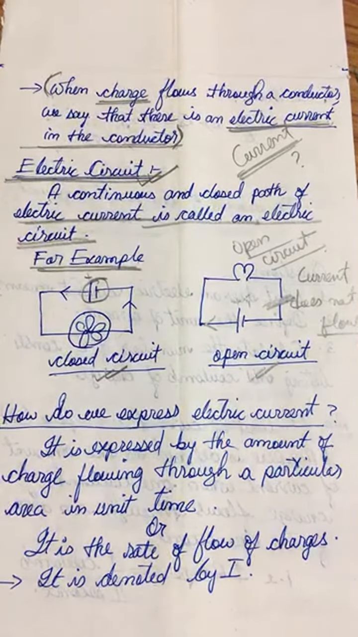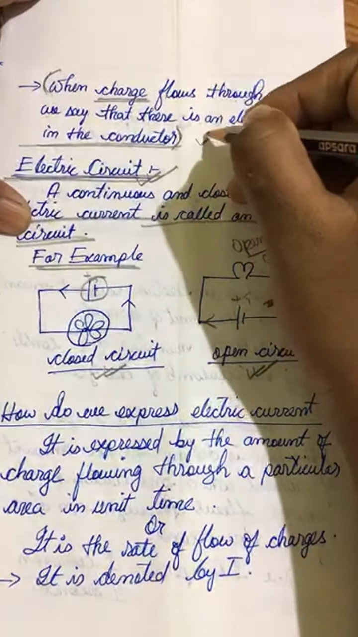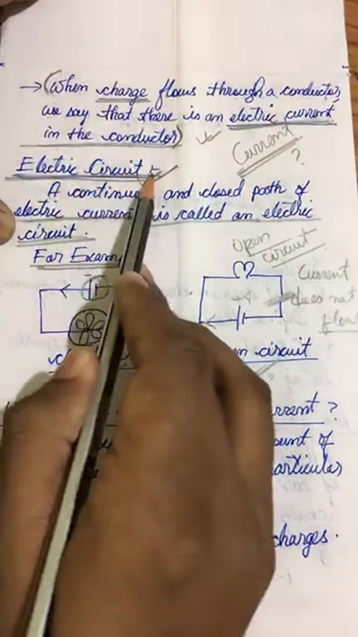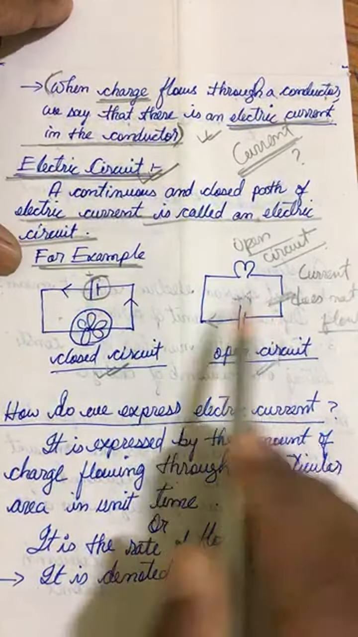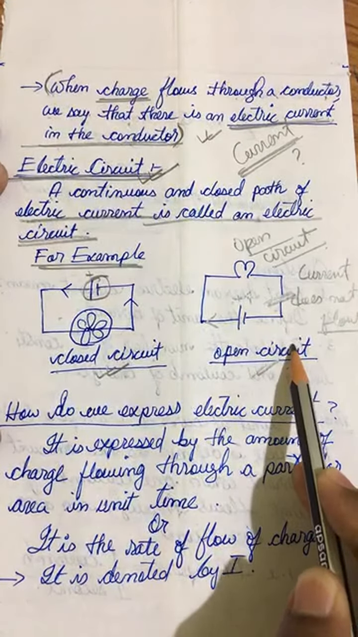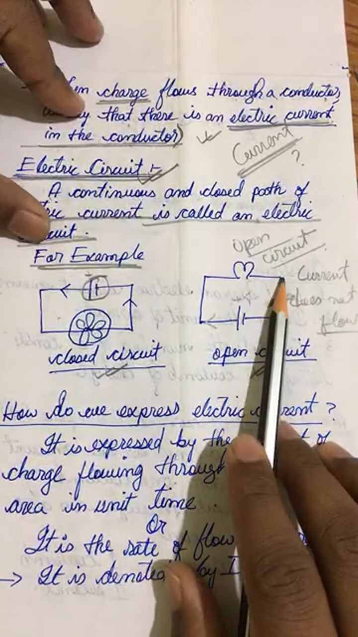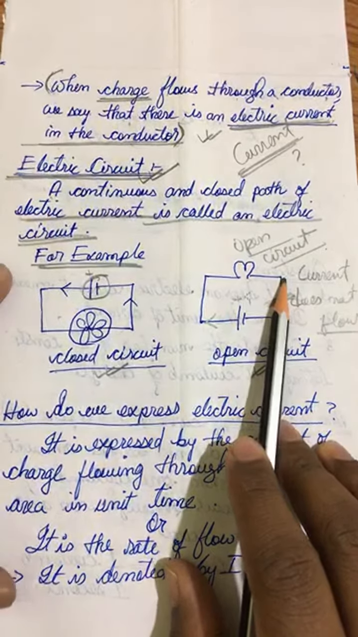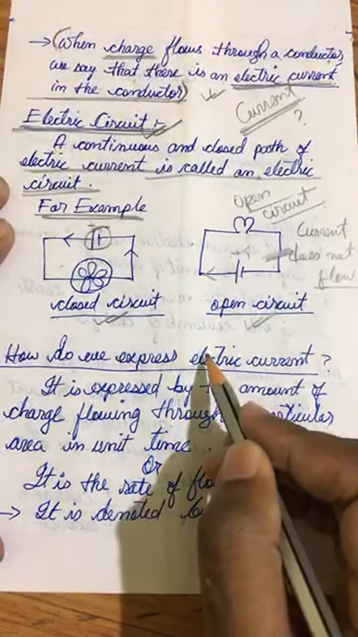So till now what we have studied is what is electric charge, what is electric current, and what is electric circuit. And these are the diagrams of electric circuit. One is closed electric circuit and another is open electric circuit. You don't have open electric circuit in your course now, you learn it in class 12. Now let us proceed to the next topic, that is how do we express electric current.